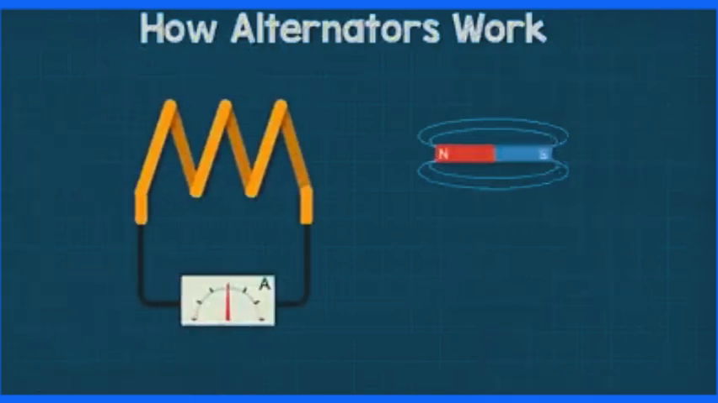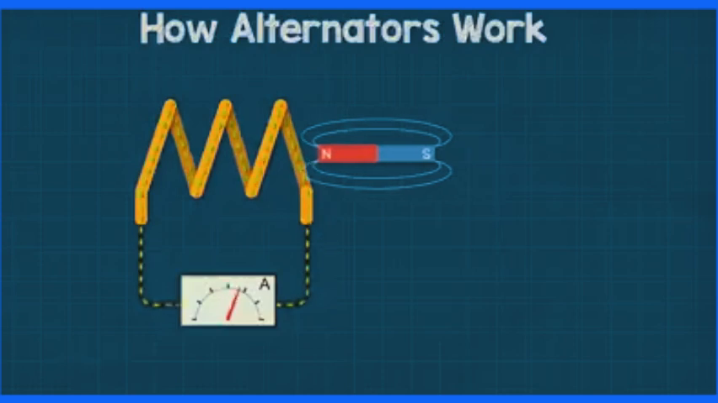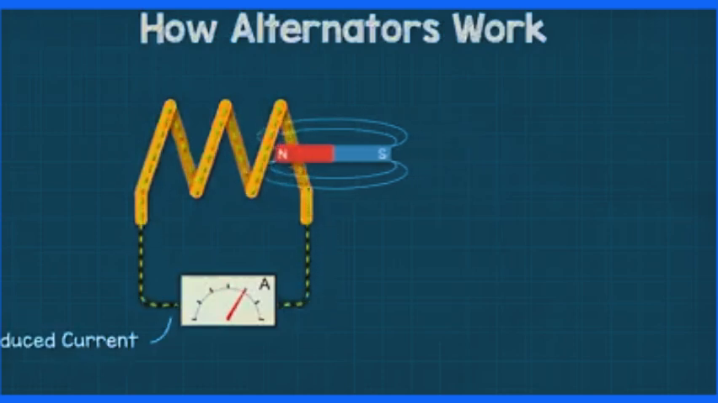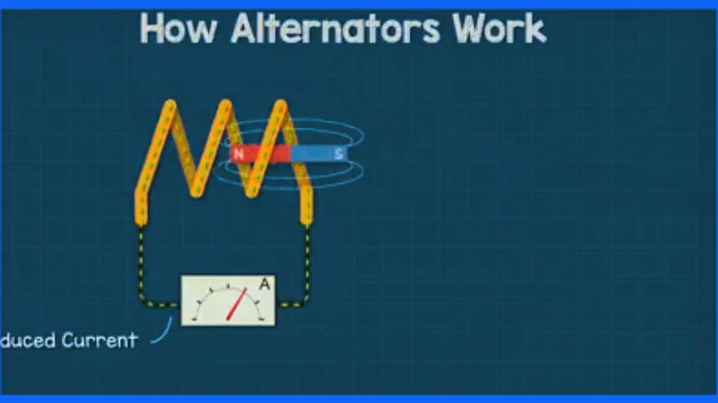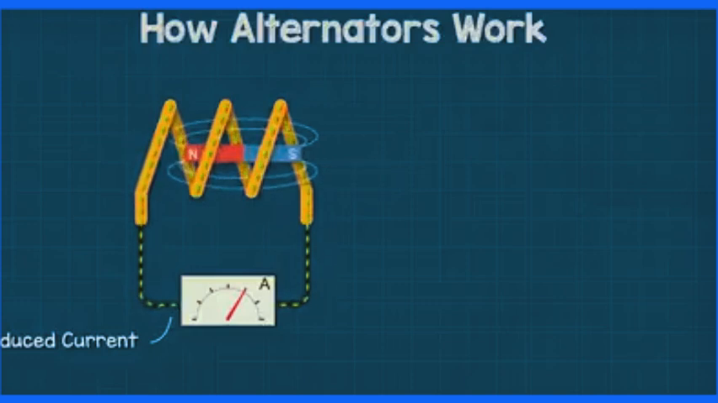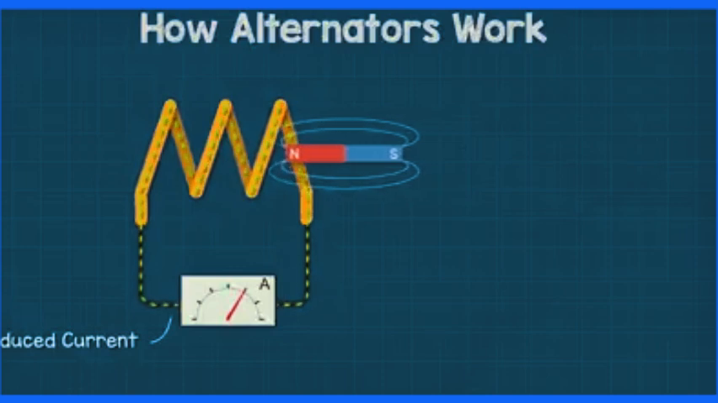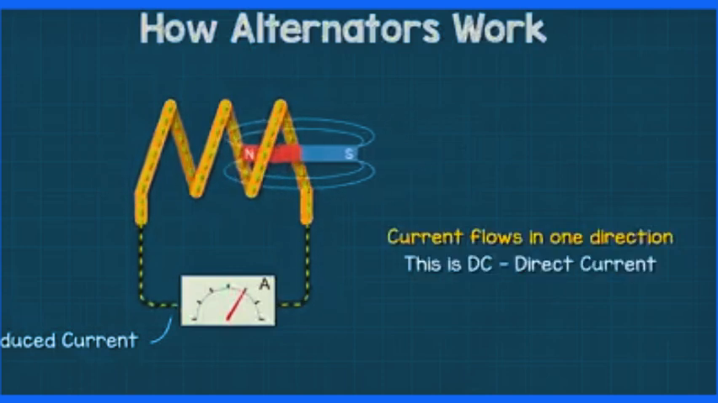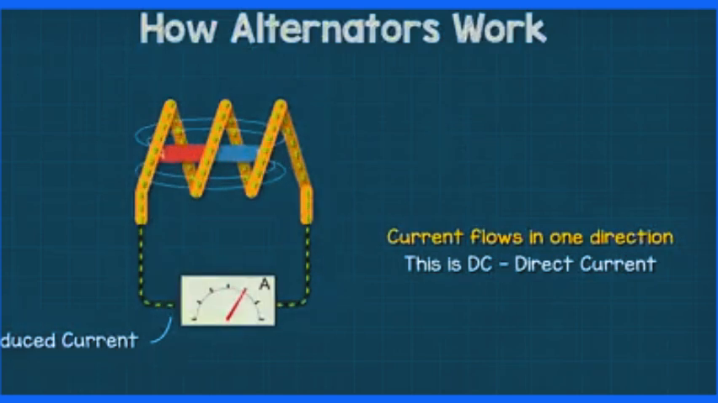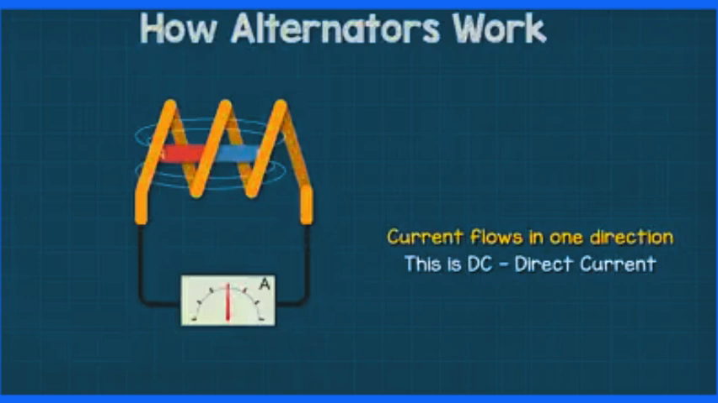We can also do the opposite. If we pass a magnet through a coil of wire, a current is generated in the coil. The dial on the ammeter indicates a current flowing in the forward direction. This is therefore generating a DC or direct current. When the magnet stops moving, the dial returns to zero.